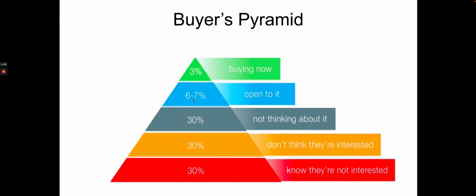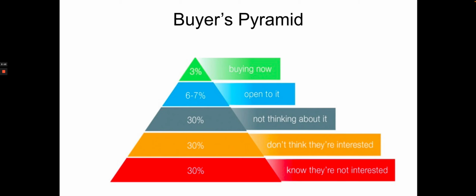Another 6 to 7% is open to it, but haven't really thought about it. And then another 30% is not thinking about it at all, and it's kind of coming out of the blue to them. The other 60% are those that don't think they're interested, and 30% of those know 100% they're not interested. These 30% are the people that will never buy no matter what.